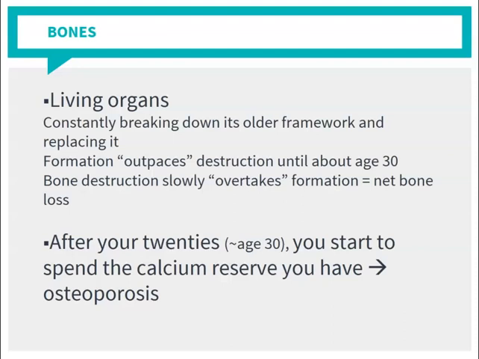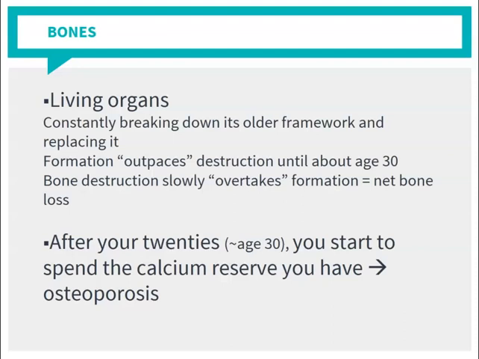So it's a living organism. Our bone is a living organism. It's constantly breaking down its older framework and replacing it. However, this formation of new bone becomes outpaced by the destruction around age 30. So around age 30, bone destruction slowly overtakes the formation. So our net bone loss begins to happen around age 30.